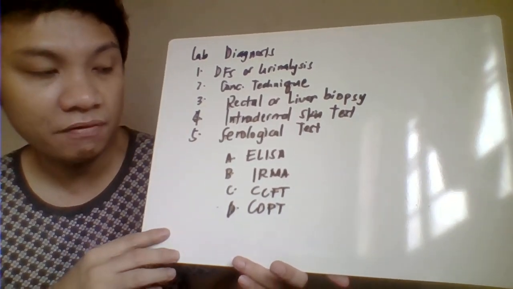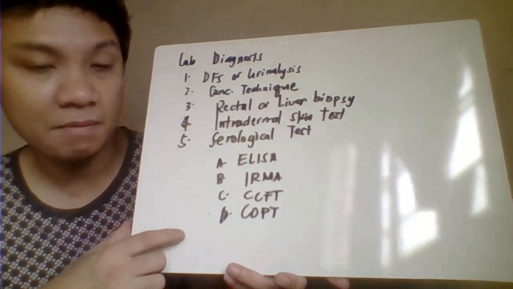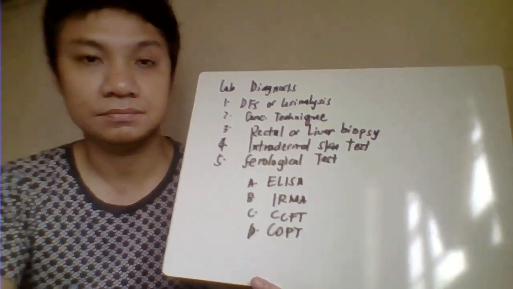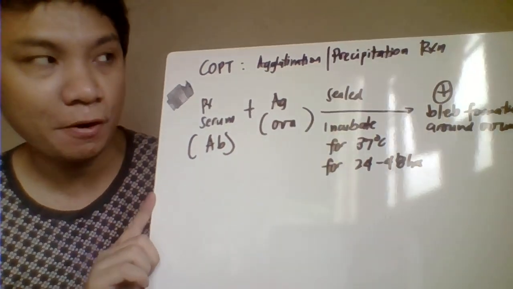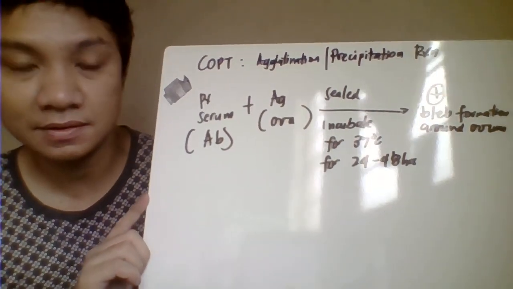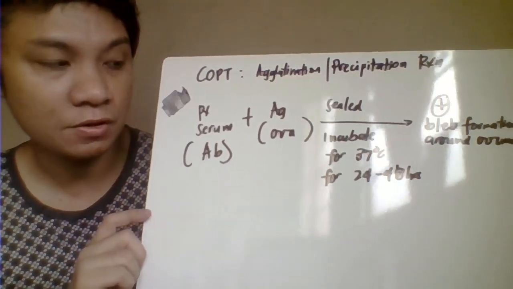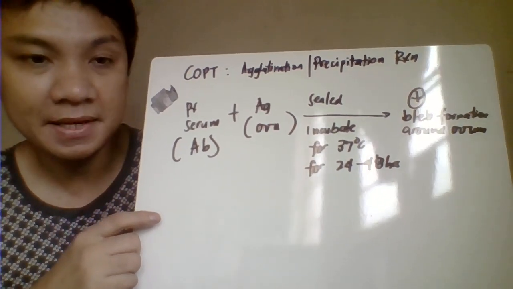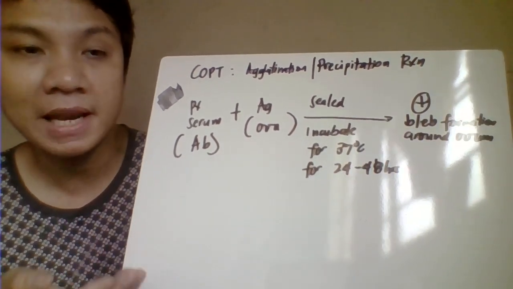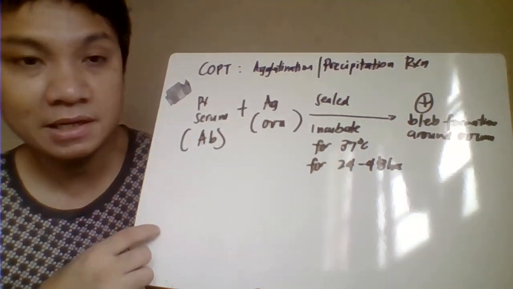cephalin cholesterol flocculation test, and we also have your circumoval precipitation test. Okay, then we have here the COPT or the circumoval precipitation test. So this is just a precipitation reaction or an agglutination reaction. For this test, we are detecting antibody present in the patient sample. So you're going to collect blood from the patient. So the source is serum, you'll be needing serum here.